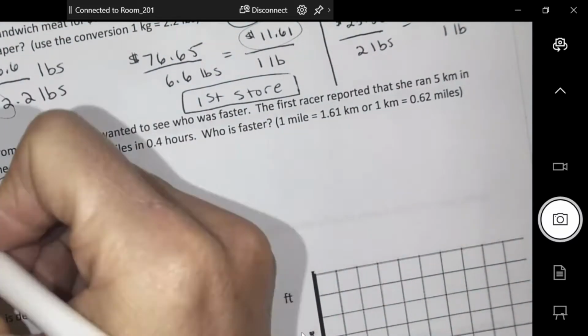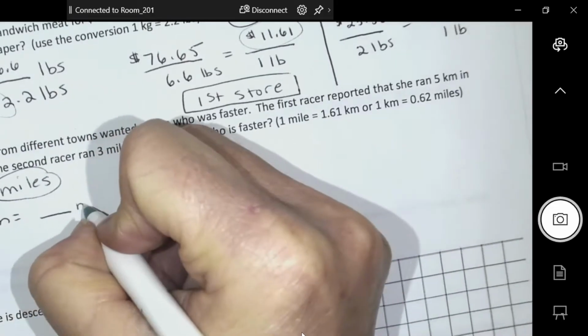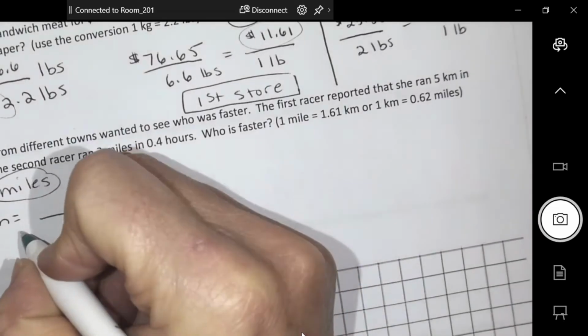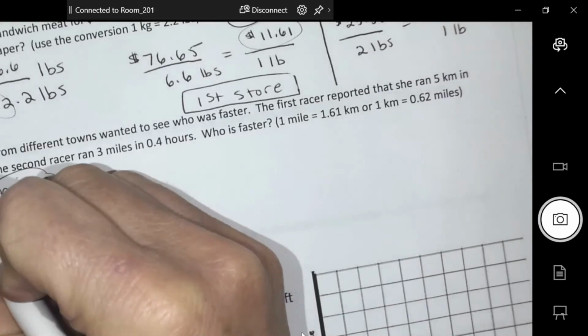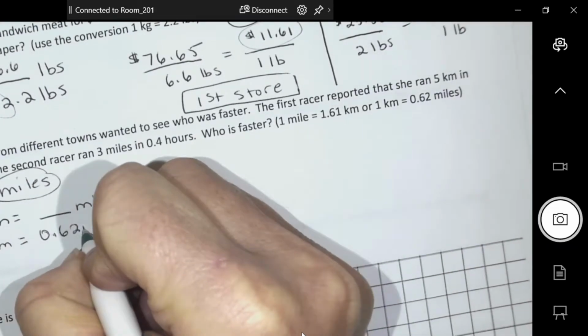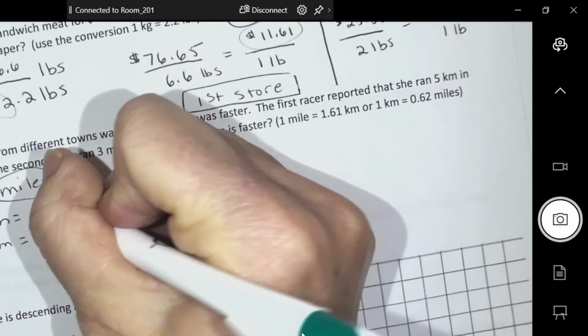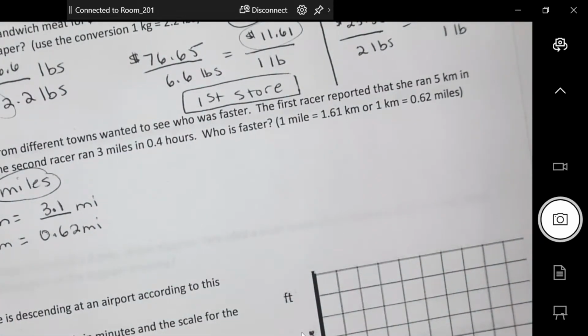Okay. So 5 kilometers is blank miles. I gave you 2 ratios, so it doesn't matter. 3.1. Okay.